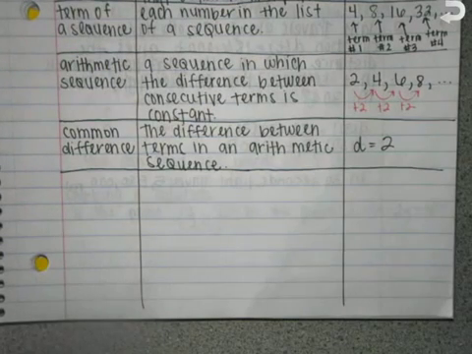So now we're going to look at a couple sequences. We're going to determine if they are arithmetic or not. Some will be, some will not be. And if they are, we're going to figure out what the common difference is. Okay, so that's problem 2. So let's look at problem 2. You probably need to turn the page.